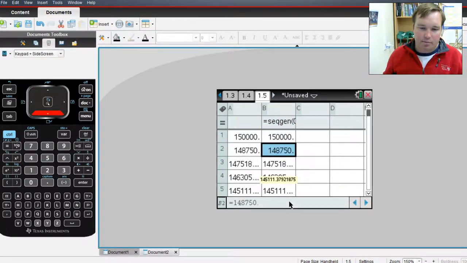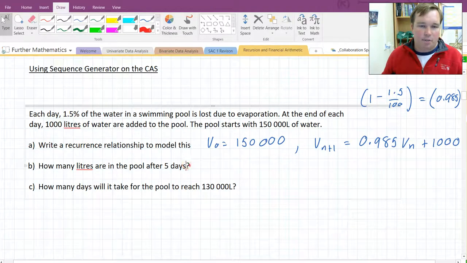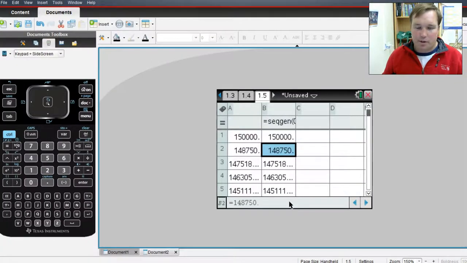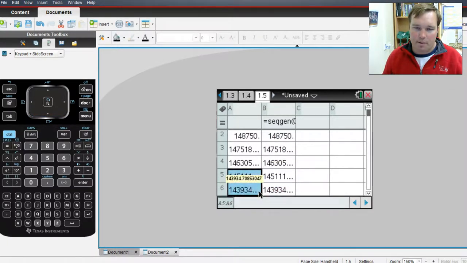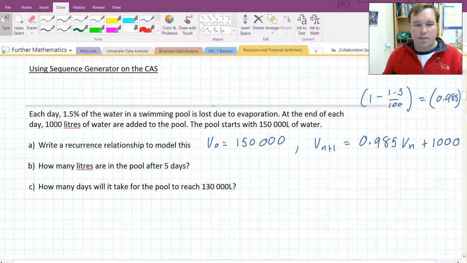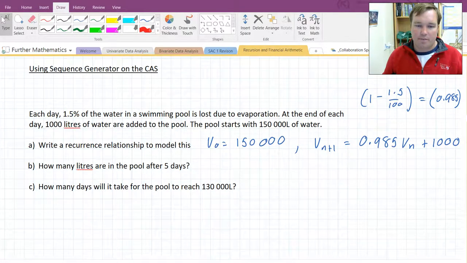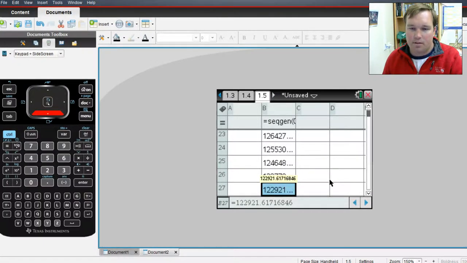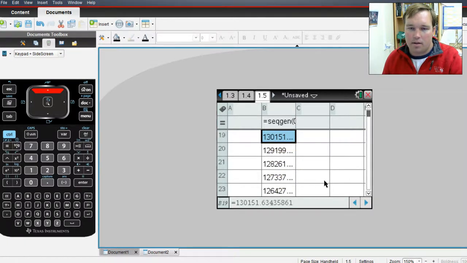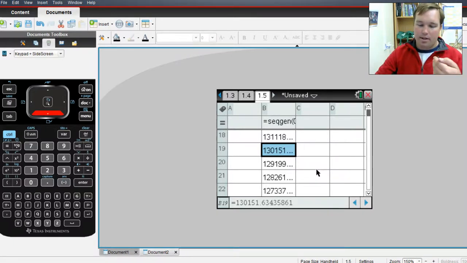Now, let's have a look. How many litres in the pool after 5 days? Well, after 5 days, we're going to be at 6. We would write down this number here. Ooh, should be that one there. So 143,934. How many days will it take for the pool to reach 130,000? Well, here we could continue scrolling down. So it'll reach 130,000, not at the end of the 20th day, but during the 21st day.